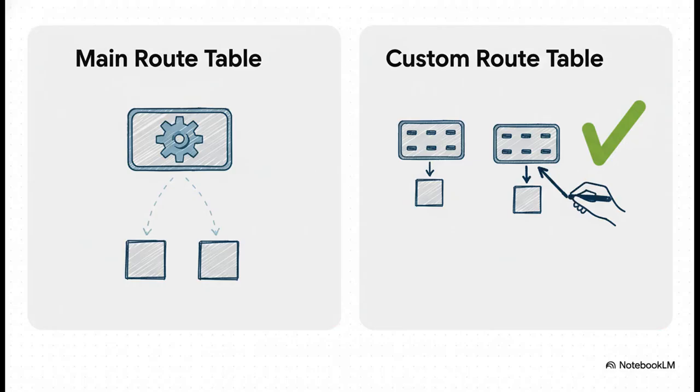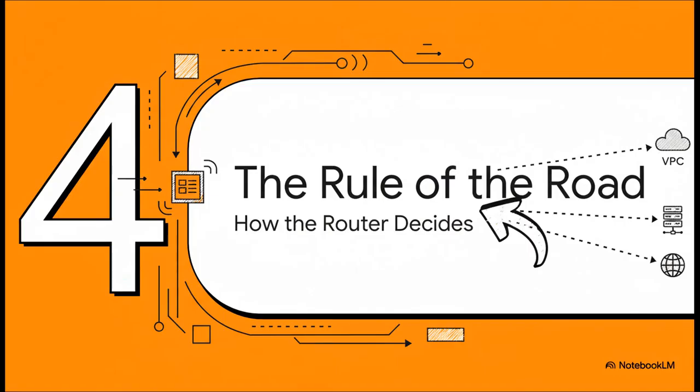So, a quick note on this. When you first set up a VPC, AWS gives you a main route table. Anything new you create just gets attached to it by default. But, and this is a big but, the best practice is to always create your own custom route tables. Why? Because it forces you to be explicit. You decide exactly what can talk to what. It makes your security posture way clearer and much harder to mess up by accident. All right, so far so good.